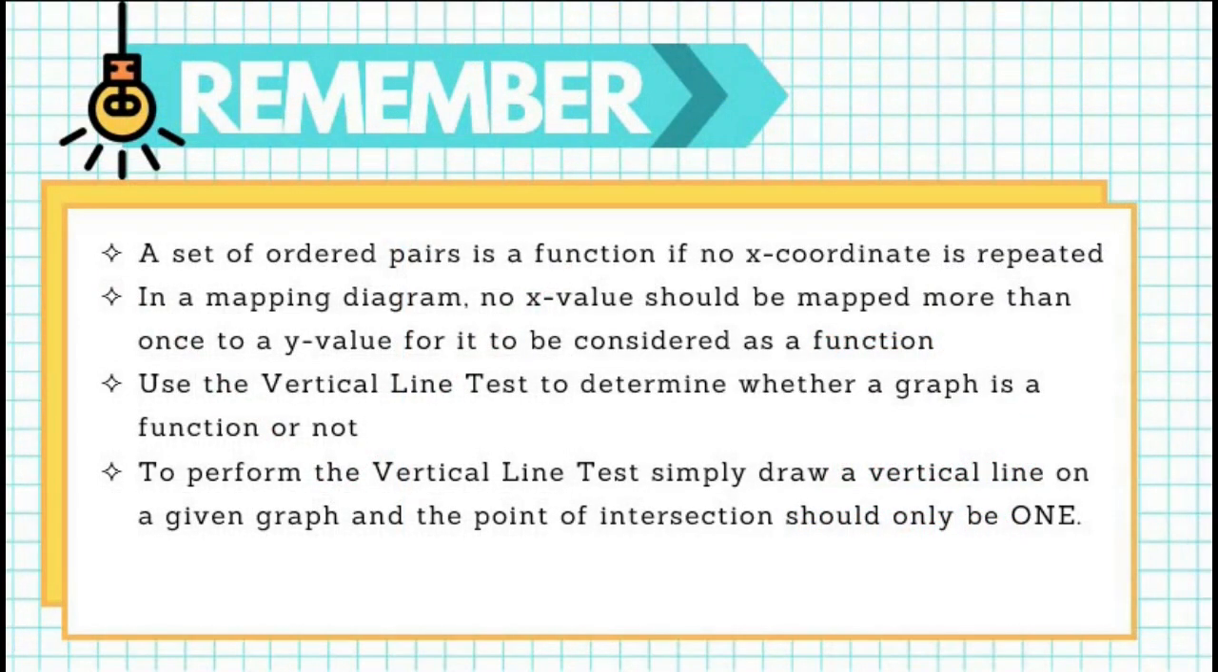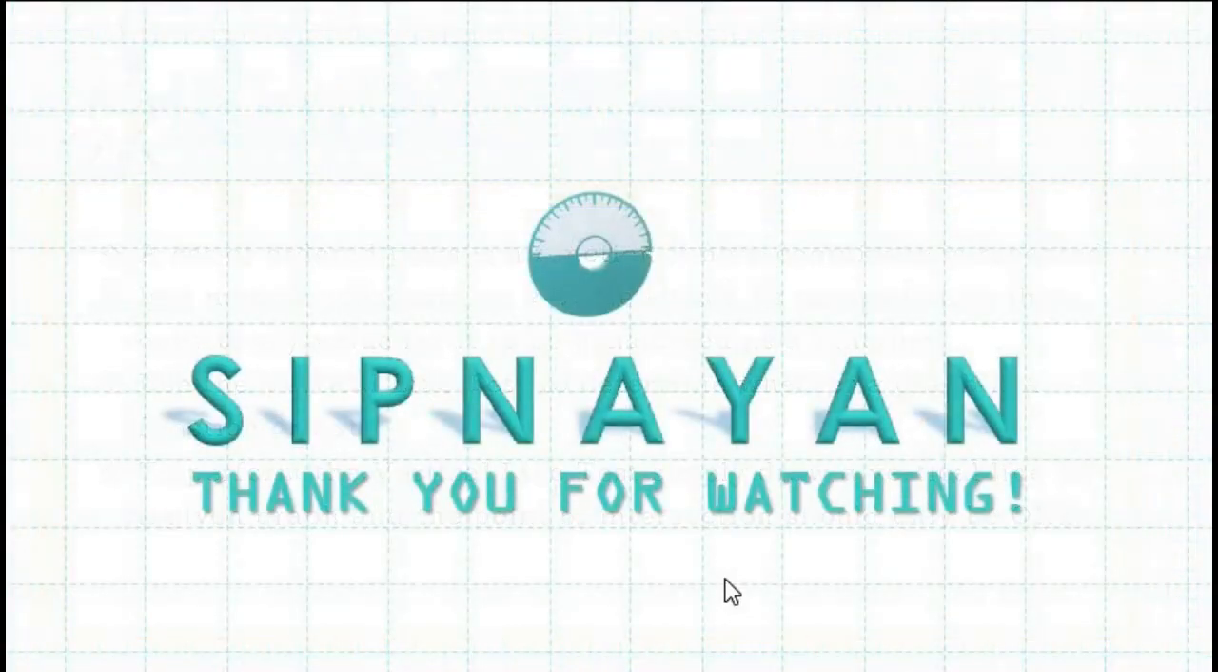Okay, so to sum things up for this video, please remember the following. A set of ordered pairs is a function if no x-coordinate is repeated. Next, in a mapping diagram, no x value should be mapped more than once to a y value for it to be considered a function. Then, use the vertical line test to determine whether a graph is a function or not. And lastly, to perform the vertical line test, simply draw a vertical line on a given graph, and the point of intersection should only be 1.